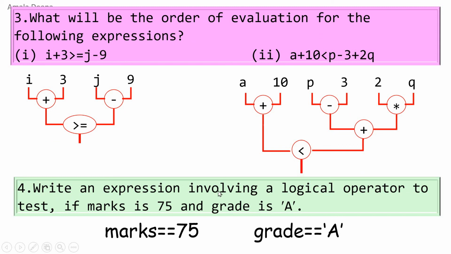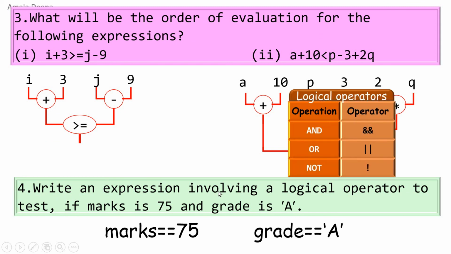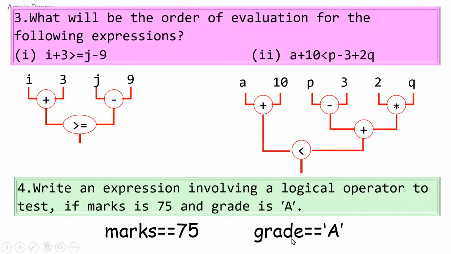Here AND is one of the logical operators. In C++ there are three logical operators, AND, OR, NOT. And the operator for the AND operation is double ampersand. So here I combine these two relational expressions with the AND operator so that I get a logical expression. Look at the question once again. Write an expression involving a logical operator. So here I have an expression involving the logical operator AND.